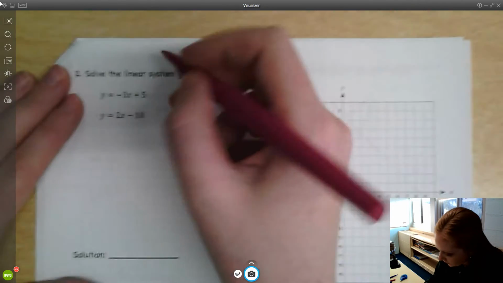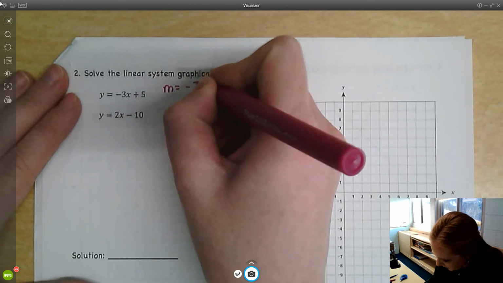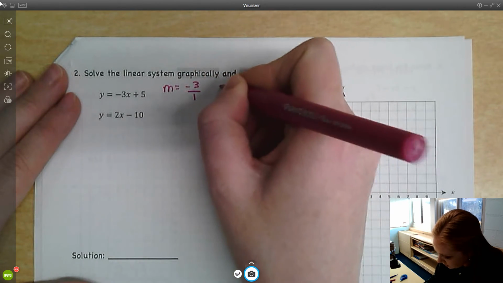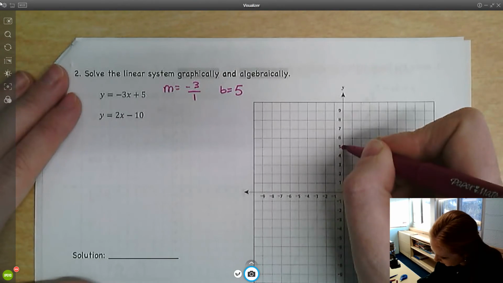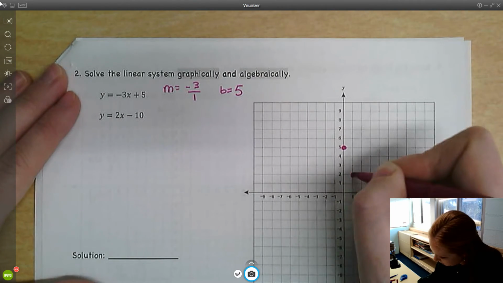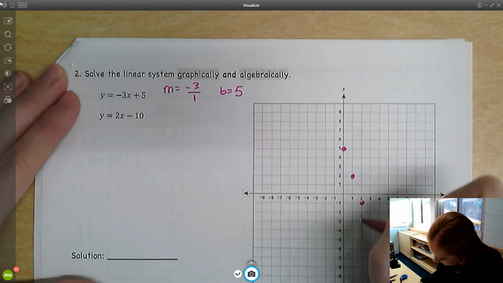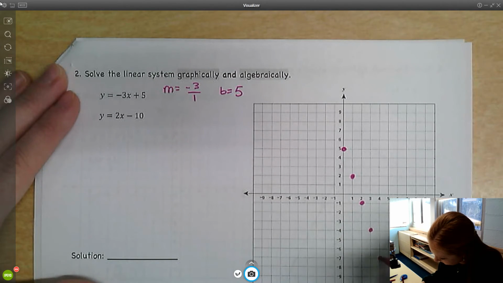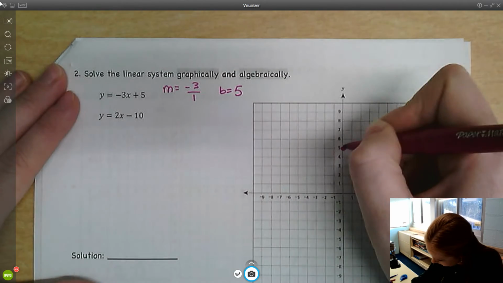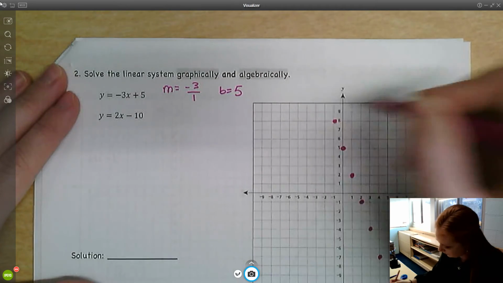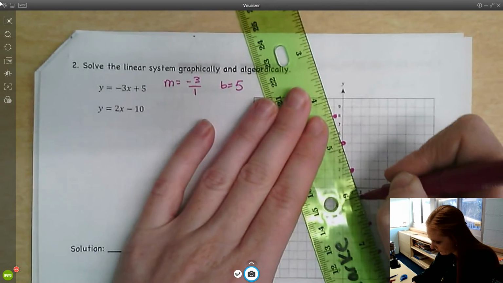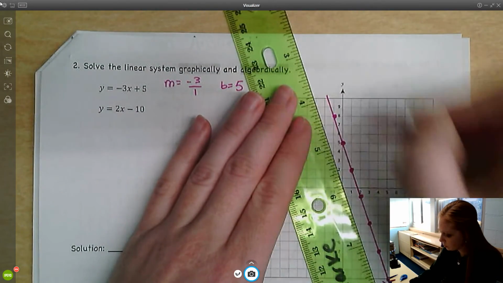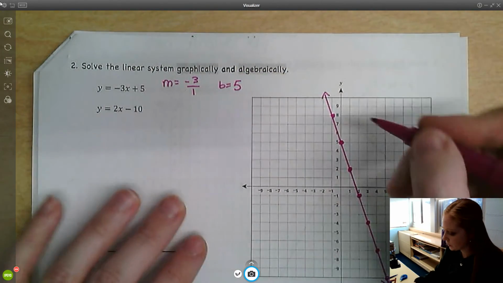So let's start by solving graphically. Our slope is negative 3. I'm going to write that as a fraction. And our b is 5. Start at 5 on the y-intercept, go down 3, right 1. Up 3, left 1. And again, I'm going fast with the graphing of these because this is old at this point. So go back to the past videos if you need help graphing them.